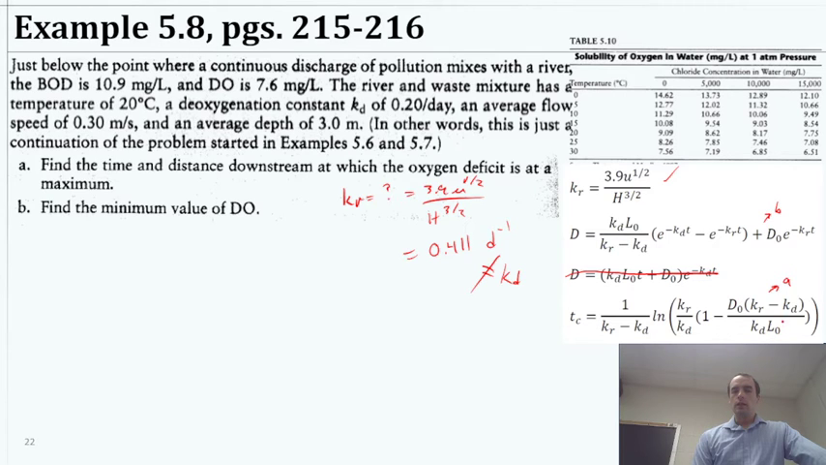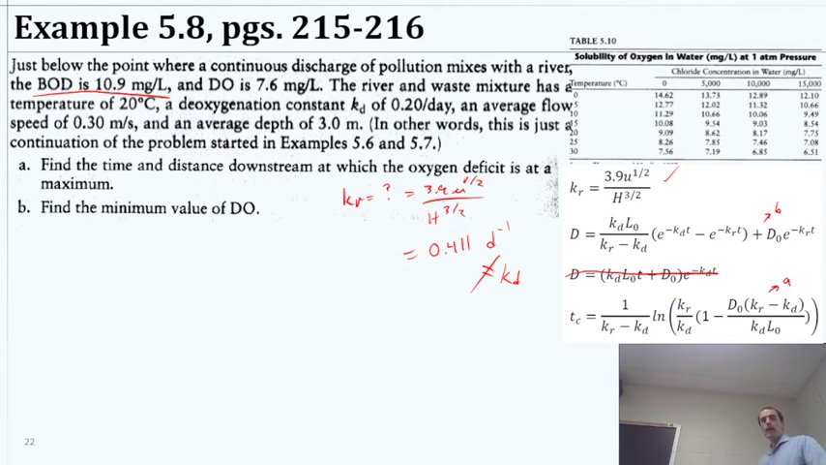And we need the ultimate BOD. We are given some information here that the BOD is 10.9 milligrams per liter. That's not telling us it's the BOD5 that was measured there. That's just the BOD that is there. So I'm going to take that to mean that's our ultimate BOD. We're not given enough information really to do anything else with that.